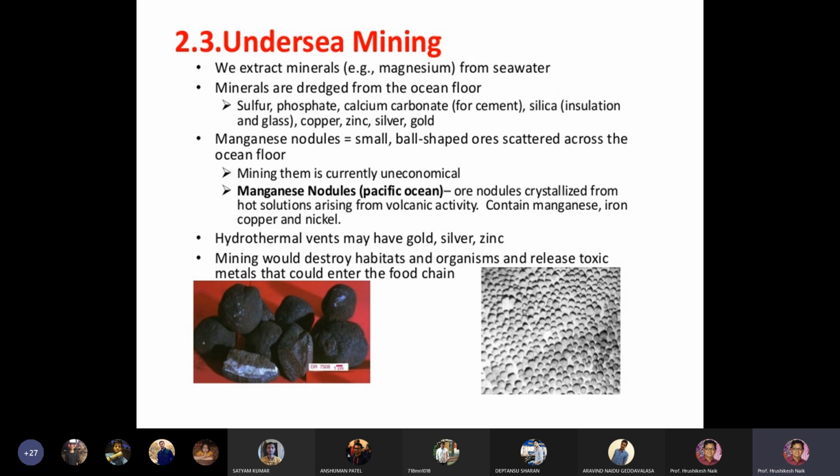Manganese nodules are found in the Pacific Ocean. Ore nodules crystallize from hot solutions arising from volcanic activity. They contain manganese, iron, copper, and nickel. The hydrothermal vents may have gold, silver, zinc. Mining would destroy the habitats and organisms and release toxic metals that could enter the food chain. This is the problem associated with undersea mining methods.